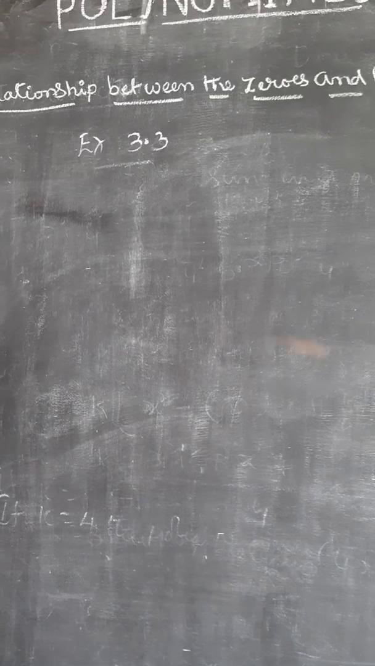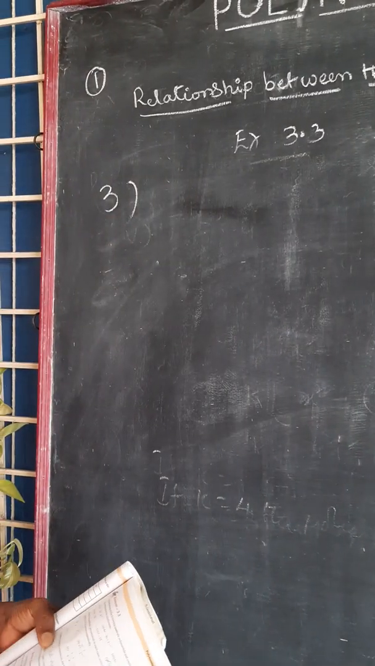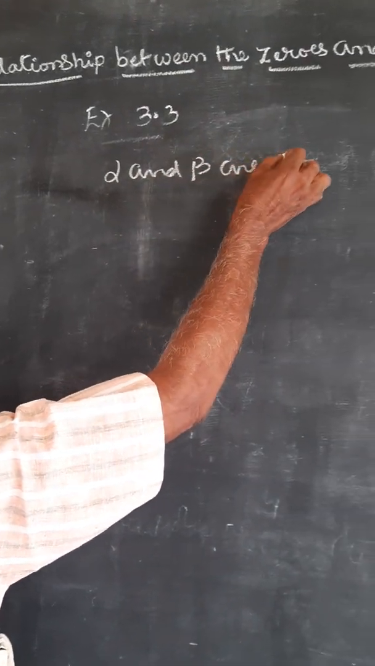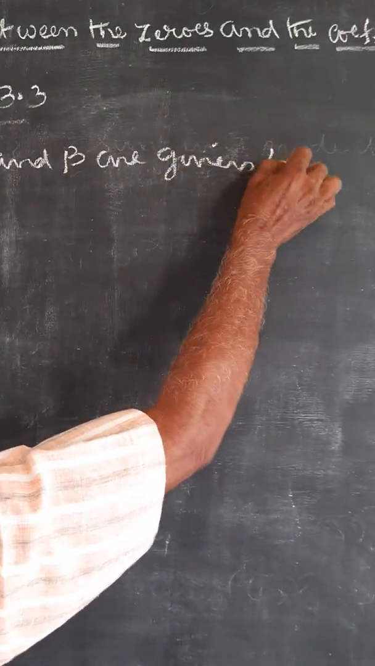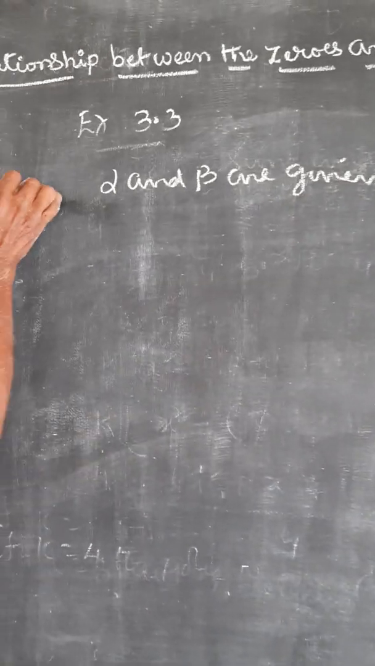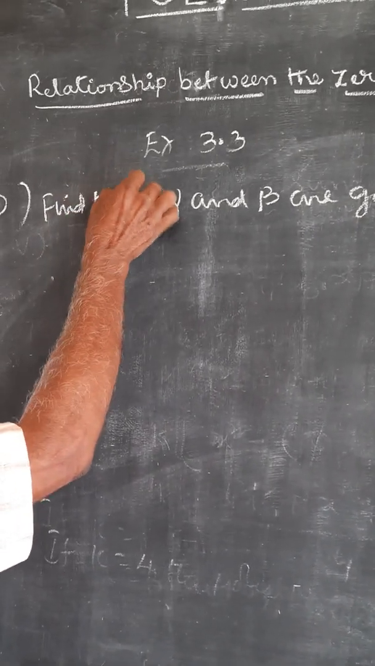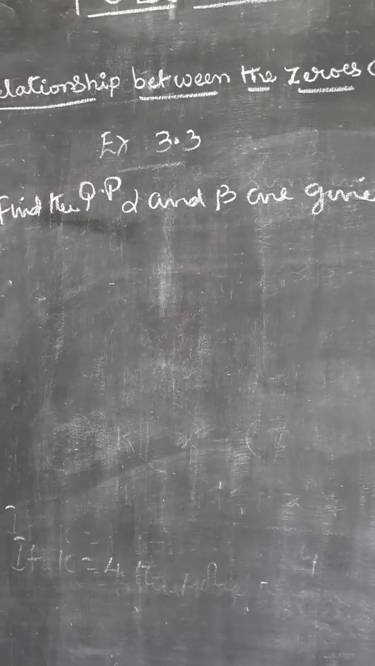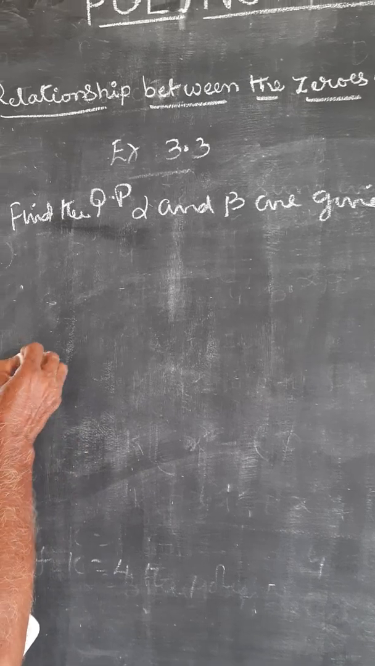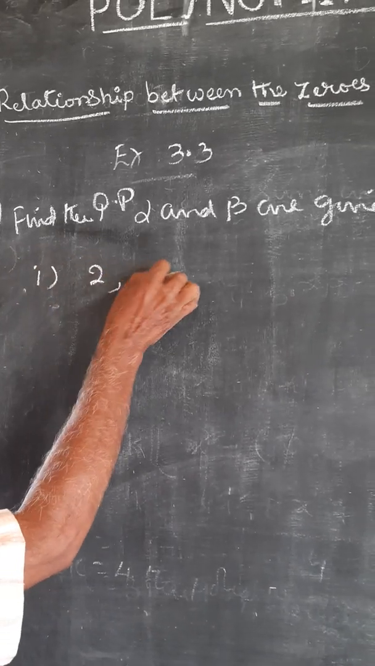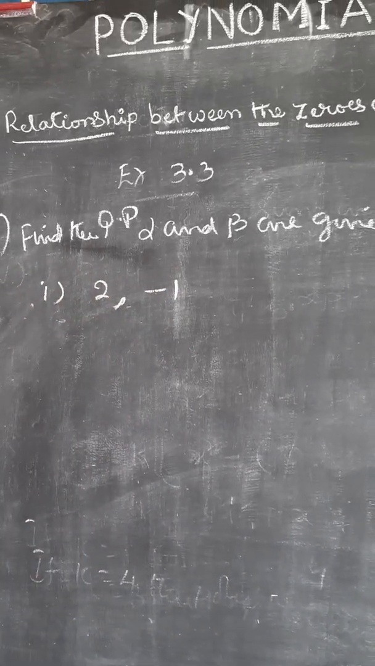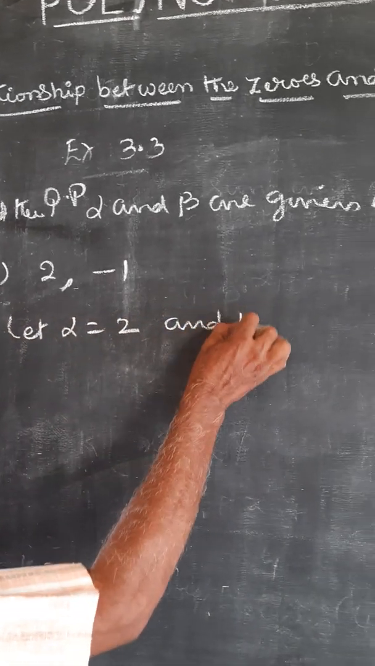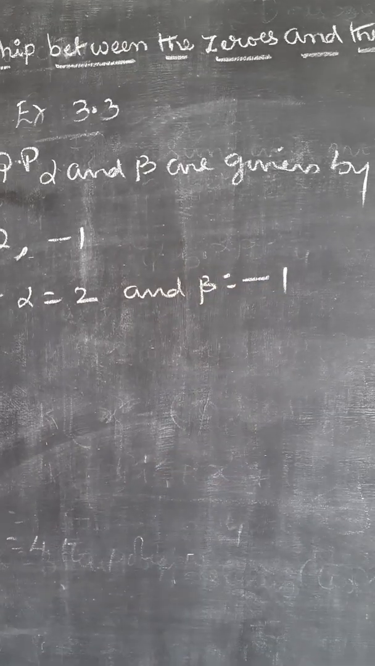Go to the third problem. Find the quadratic polynomial whose zeros alpha and beta are given by the first bit, 2 comma minus 1. So here the zeros are given. Take the first zero, alpha is equal to 2, and the second zero, beta is equal to minus 1.